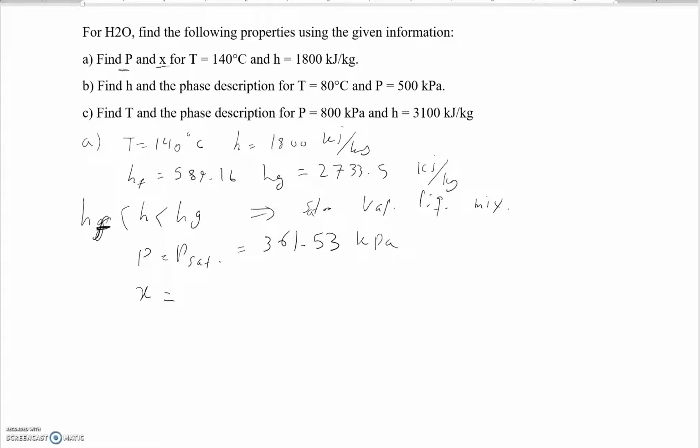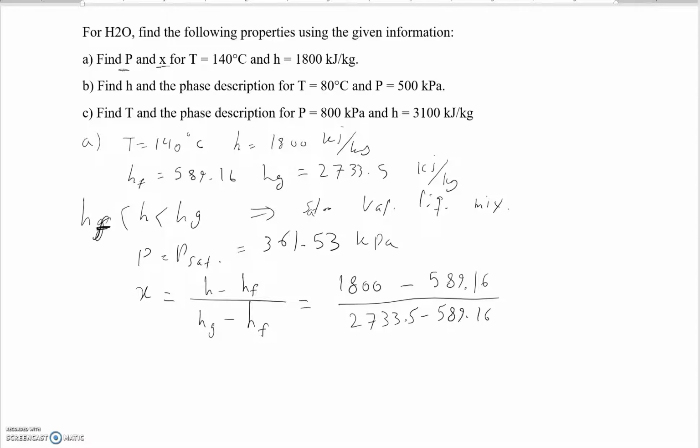So remember the equation for quality, we had multiple equations. You can use the enthalpy as well. So that's H minus HF divided by HG minus HF, right? So our H is 1800, HF is equal to 589.16, divided by 2733.5 minus 589.16, which gives 0.5647. That's the quality, right? And we found the pressure as well, right?